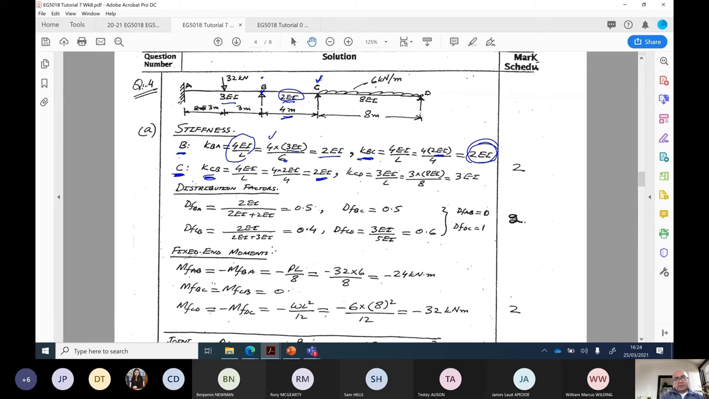And then I have CD. Here, you have to be careful because now joint D is the far end. The far end is pinned now. So when the far end is pinned, you have to use 3EI over L.